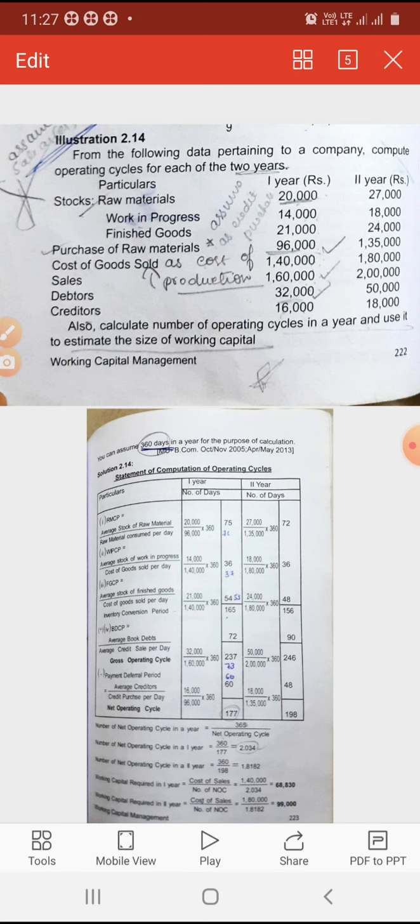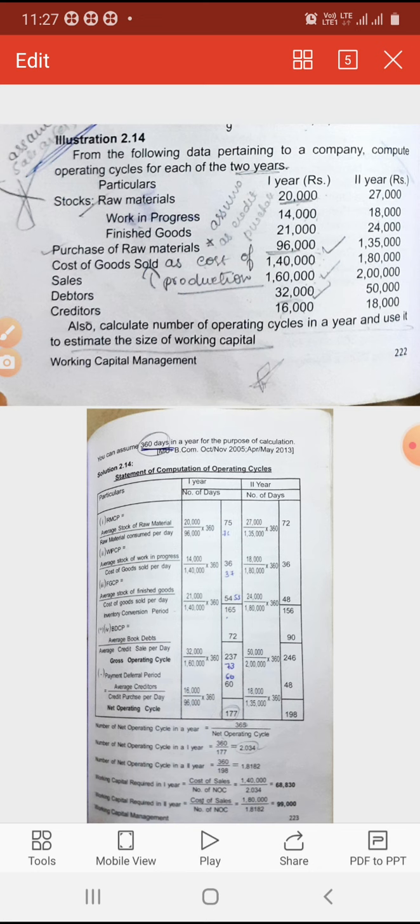Then comes the less payment deferral period. The formula is average creditors divided by credit purchase per day. Credit purchase is not given in the problem, so you can take purchase of raw material as credit purchase, 96,000 and 1,35,000. So you will get 60 and 44. Deduct, and you will get 177 and 198.